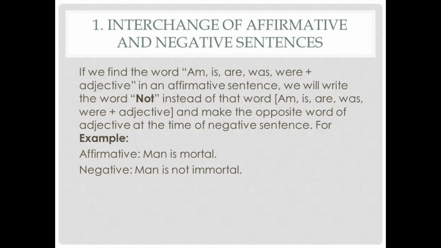As you can see from the example in front of your screen, man is mortal, and the negative one is man is not immortal. So the meaning of the sentence remains the same, but the way of writing changes when we transform the sentence. We have used the opposite of mortal as well as added the negative word not to the sentence. Hence, both the sentences convey the same meaning and message.